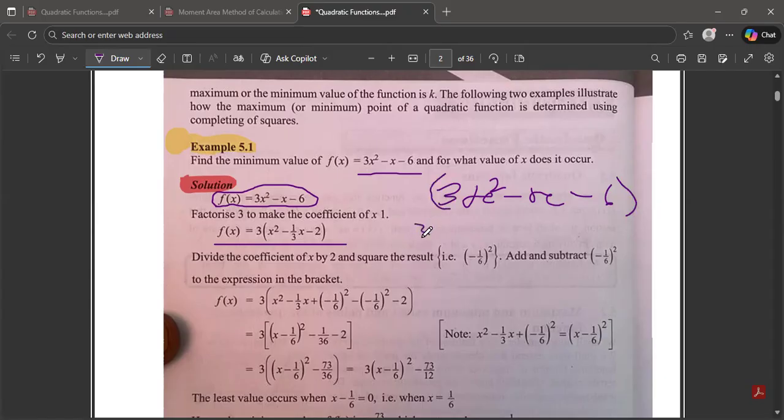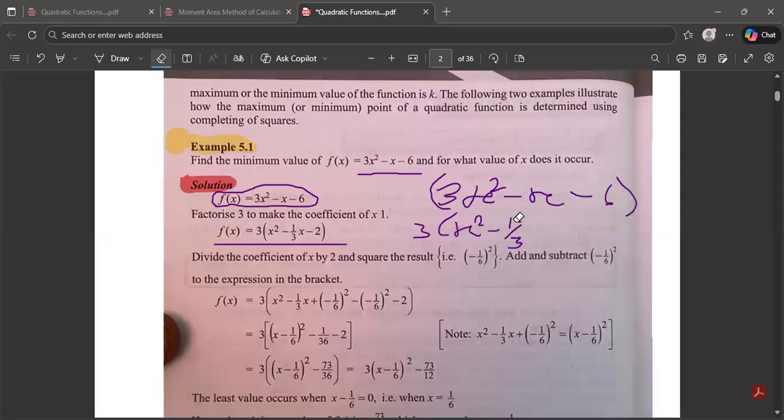So when they bring 3 out, what are you going to be left with? You're just going to be left with X squared. Okay, and this one, what is this one going to be? This one is just going to be minus 1 over 3. Do you agree with me? Because if you multiply this again, you are going to get the same thing.